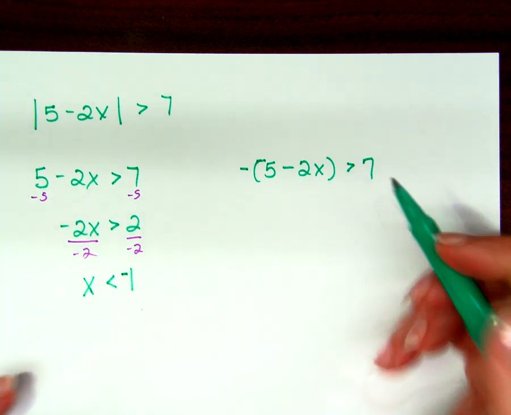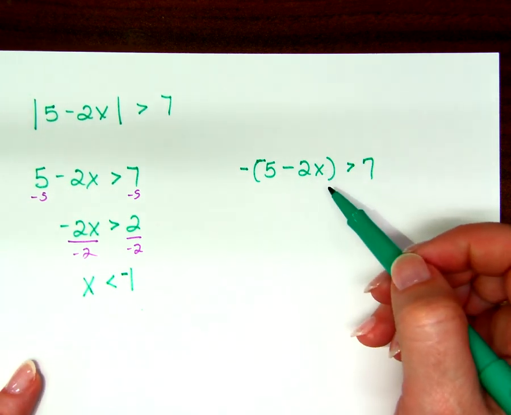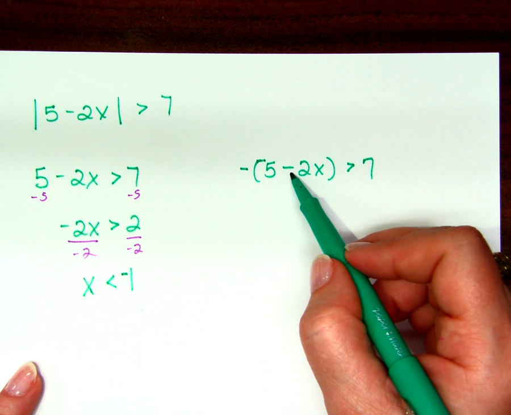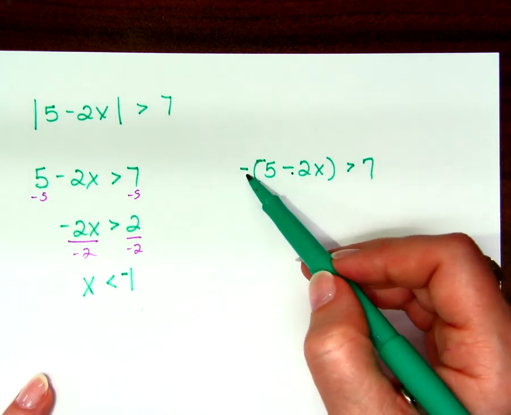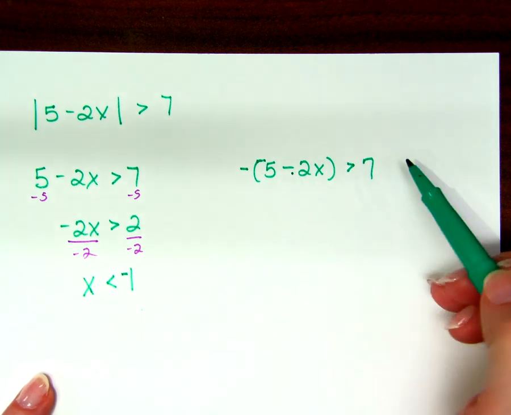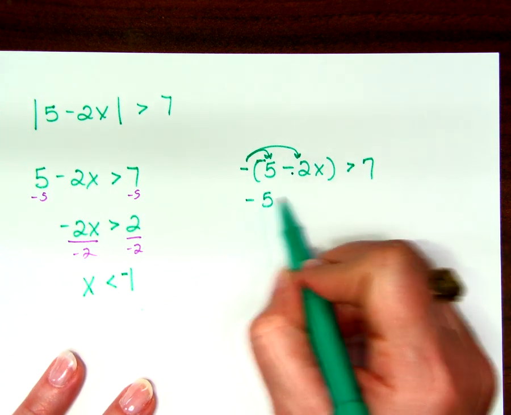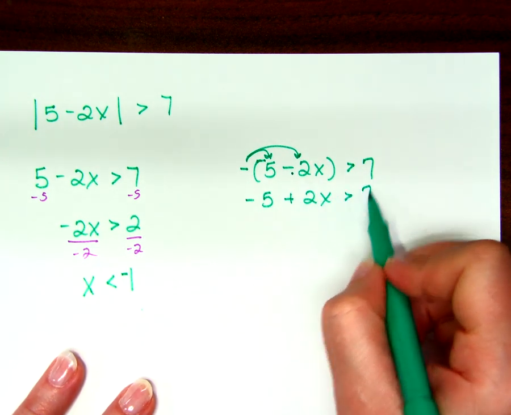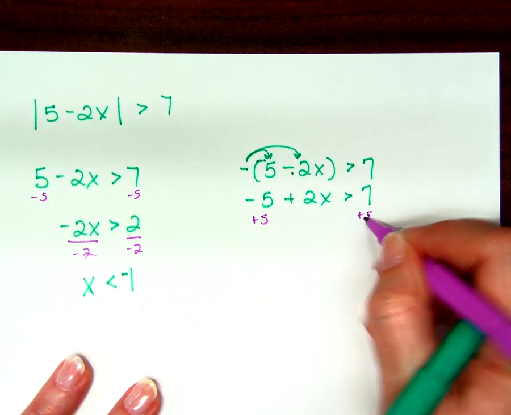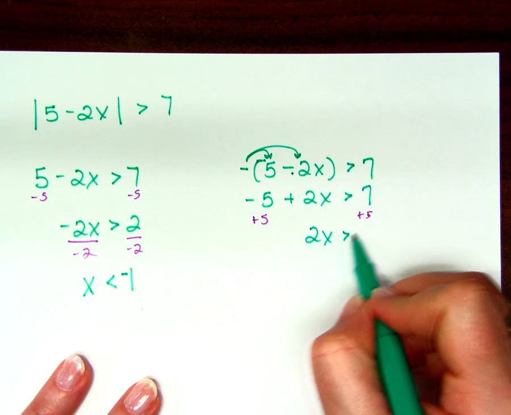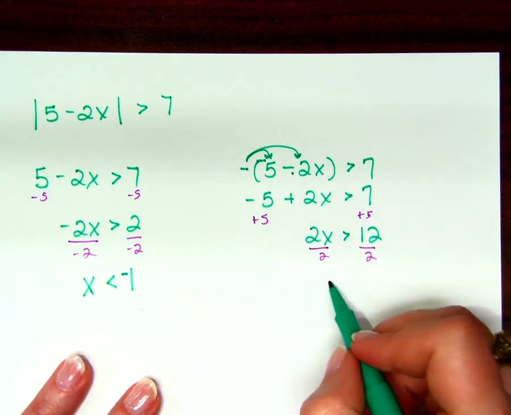Okay? Now, why would this be a situation that I might want to distribute? It's already negative, right? So if I distribute it, then it'll be positive, so when I do my dividing. Otherwise, when I divide first, I'll have to flip the sign, and when I divide again, I'll have to flip the sign again, right? So what if we distribute it here and here? Then I get negative 5 plus 2x is greater than 7. So when I add 5 to both sides, I get 2x is greater than 12. And when I divide both sides by 2, I get x is greater than 10.